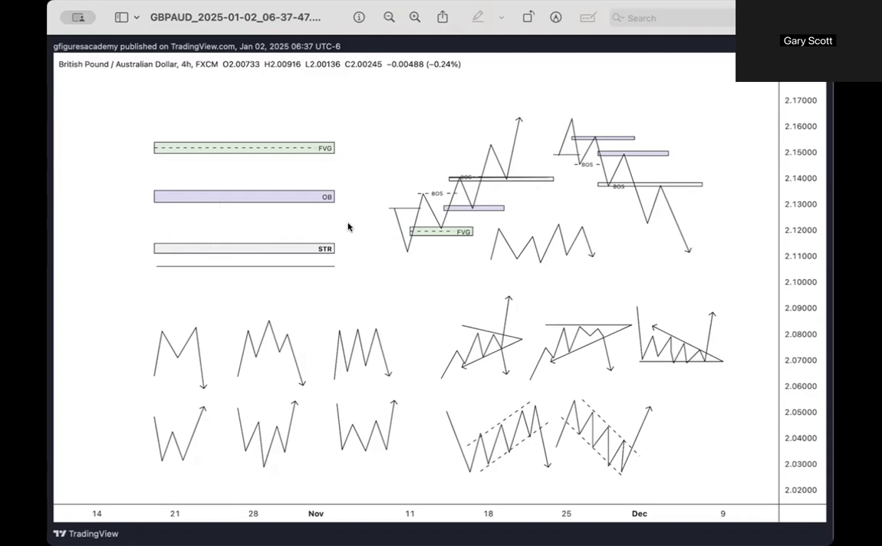These are where you want to take your entries from. You never want to take your entries from space. You want to take them from structured standpoints, so that you have a good idea of what's potentially going to happen next, on top of having a great risk reward ratio when you take them from these levels. Risk reward ratio.